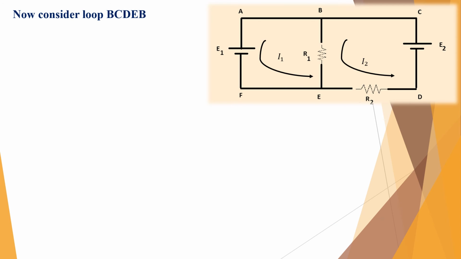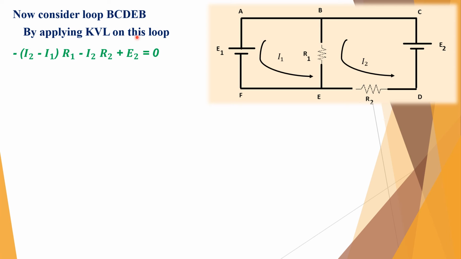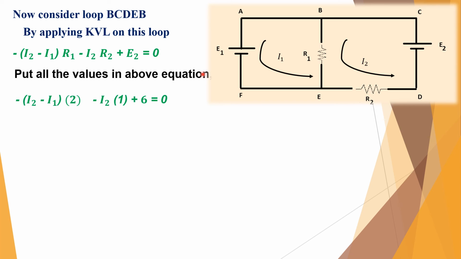Now consider loop B, C, D, E, B. By applying KVL on this loop, we get minus (I2 minus I1) into R1 minus I2 R2 plus E2 equals 0. Across resistor R1 in this loop, I2 is entering and I1 is leaving. That's why we have taken I2 as positive and I1 as negative, and the total current across this resistor R1 is I2 minus I1. So the potential drop is minus (I2 minus I1) into R1.